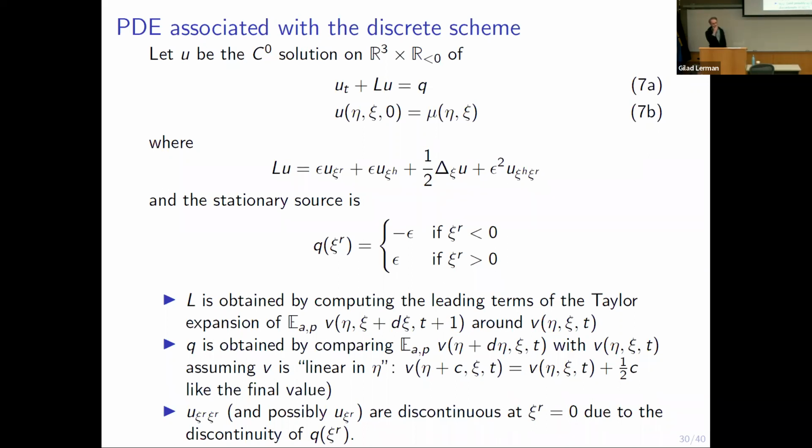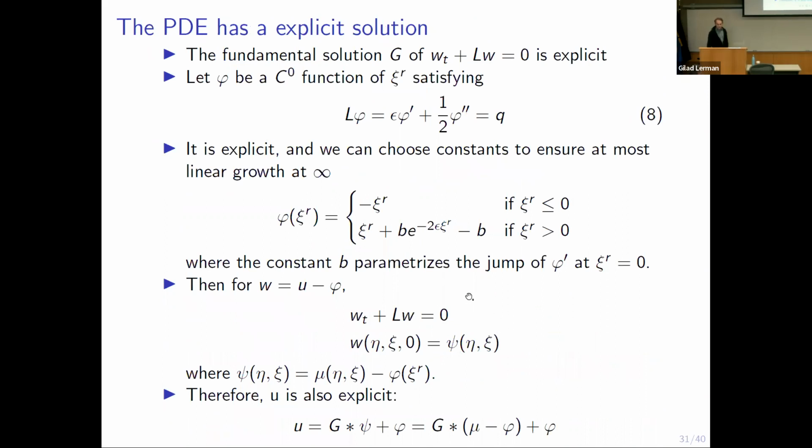Okay, this is the reason why it's C naught and not C infinity. Yes, it's C infinity everywhere except in the region where CR is 0. And there, what happens to the PDE? So you can actually solve this PDE explicitly, and you get a parameter B that essentially parameterizes the jump in these derivatives, right?